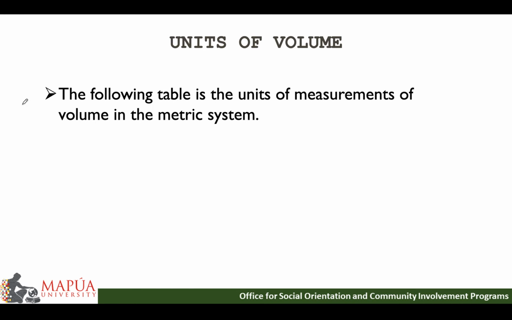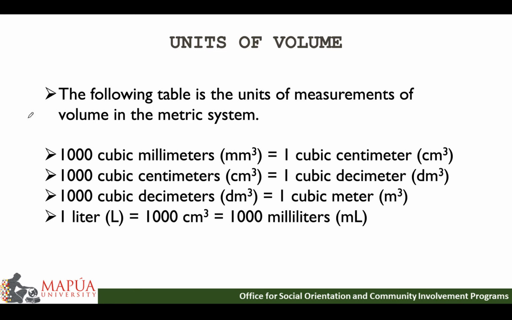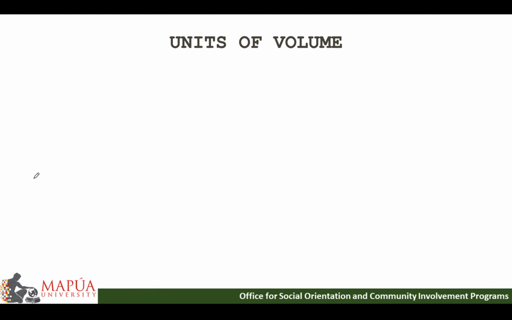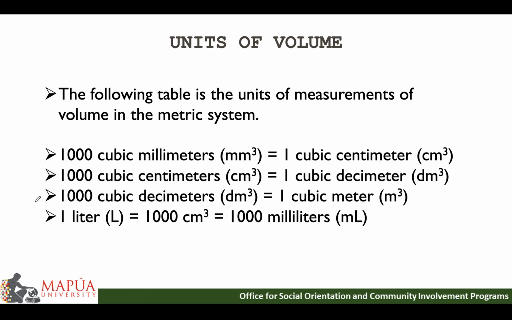The following table is the units of measurements of volume in the metric system. So we have, for every 1,000 cubic millimeters, 1 cubic centimeter. 1,000 cubic centimeters is equivalent to 1 cubic decimeter. 1,000 cubic decimeters is equivalent to 1 cubic meter. And 1 liter is equivalent to 1,000 cubic centimeters, or cc for short, which is equivalent to 1,000 milliliters. So therefore, 1 cc or 1 cubic centimeter is just equal to 1 ml.